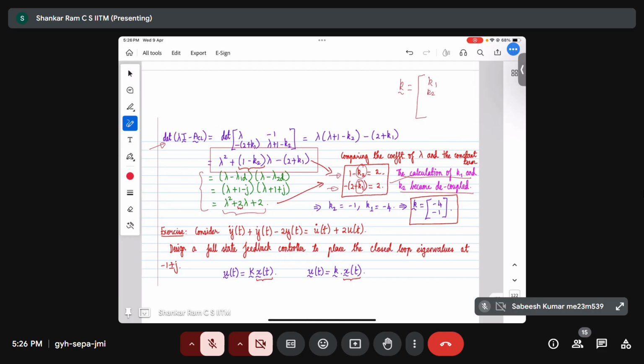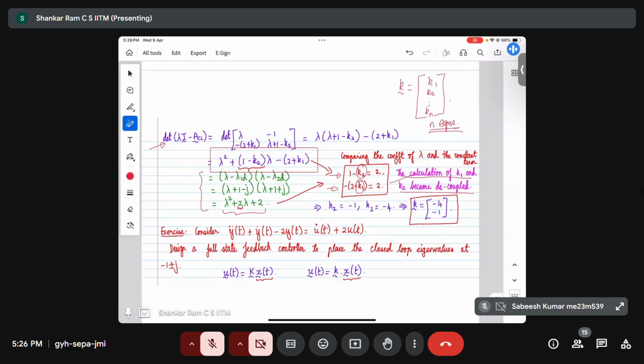Let's say K1, K2, all the way till Kn. We have n equations, because the closed loop characteristic polynomial will be an nth order polynomial. Here n is 2, but generally it will be an nth order polynomial. So we will have n equations, n unknowns. If we did not use the controller canonical form, what will happen? We need to solve n simultaneous equations.